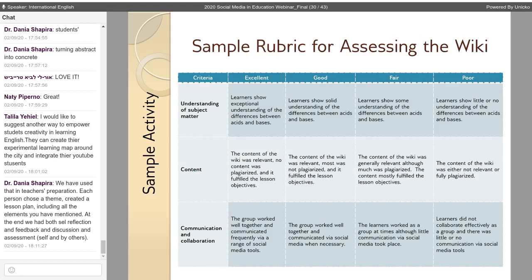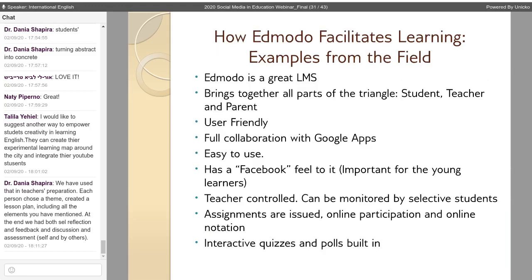And again, when creating the rubric, the rubric can be and actually should be created together with the students. They should be part of the decision-making process. If they are part of the decision-making process, then chances are that this will increase their motivation.